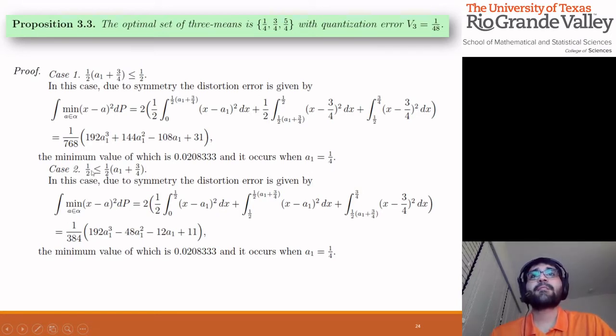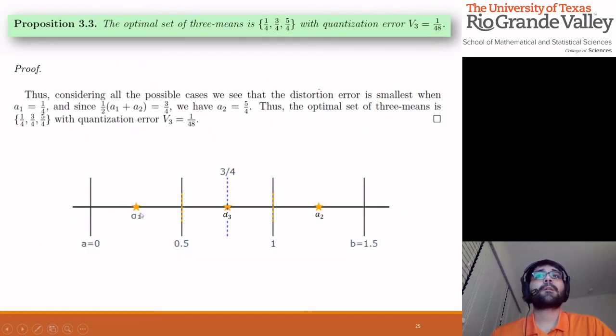Okay. In case 2, if we consider that the boundary of the Voronoi region is greater than 1/2, we again integrate, find the distortion error, integrate over the interval. We get the expression right here. It's different from case 1. However, when we find the minimum value, we get the exact same answer. So we found the local minimum of these two functions, and they happen to be at the same point. So we agree that A1 would be equal to 1/4. So we know A1 is at 1/4.